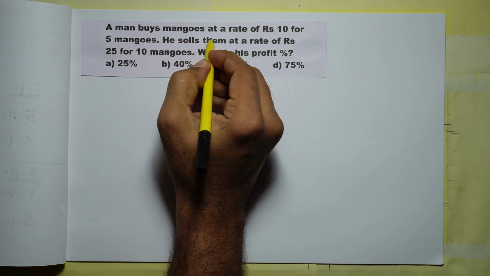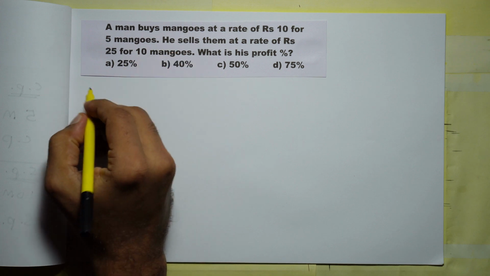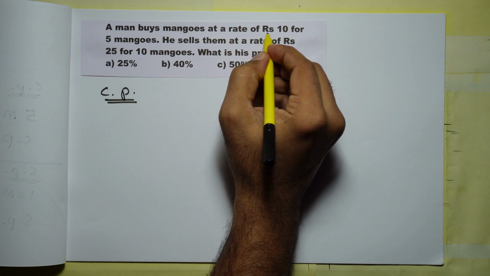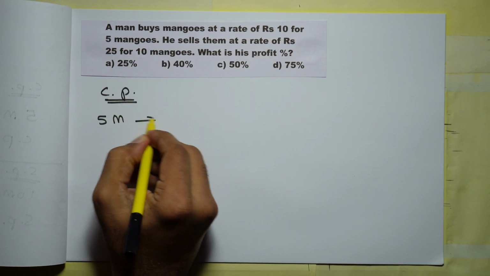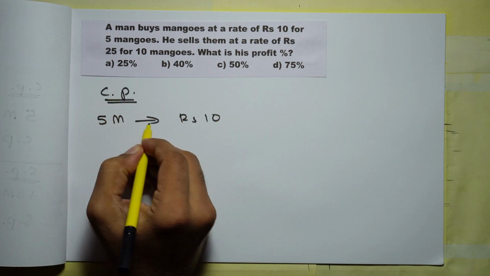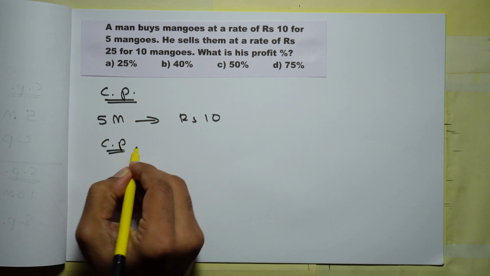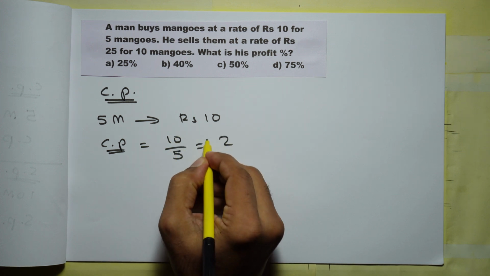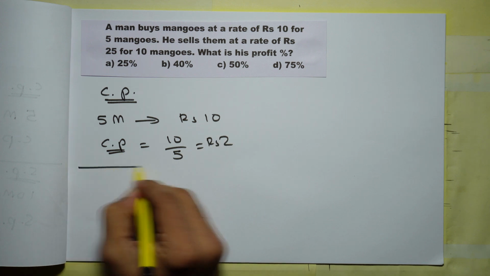A man buys mangoes at a rate of rupees 10 for 5 mangoes. So first of all we'll calculate the cost price. Now he buys 5 mangoes for rupees 10. So we'll find out the cost price per mango. So cost price per mango is 10 by 5. So you will get it as rupees 2. So rupees 2 is the cost price per mango.